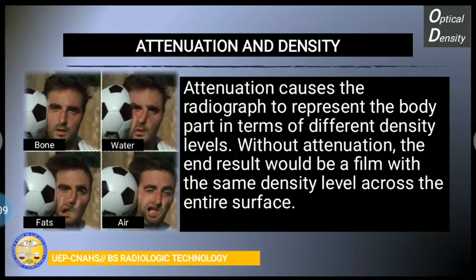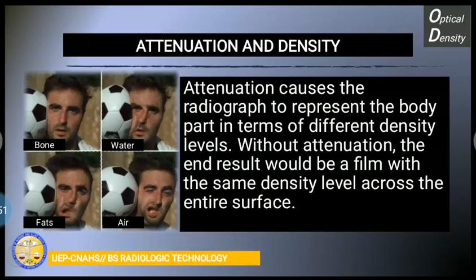So, without attenuation, the end result would be a film with the same density levels across the entire surface. So, halimbawa, nag-x-ray ka ng chest. So, lungs, okay, and the heart, and of course, may mga ribs. So, gintagan mo siya same factor, same KVP, same MAS kay chest man gina X-ray. And then na-observe mo sa imo chest radiograph, didto an bone nagko-color white, of course an air color black.